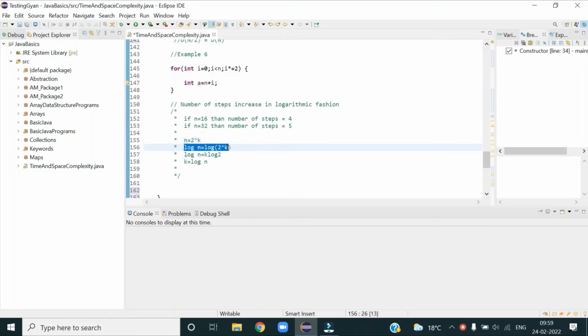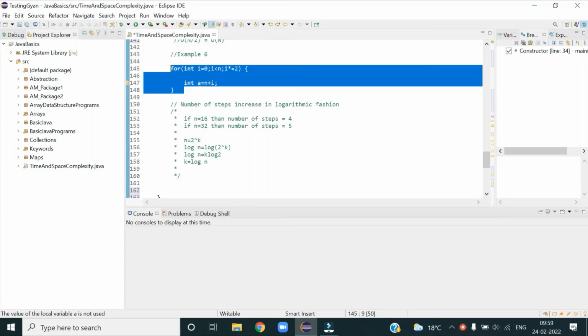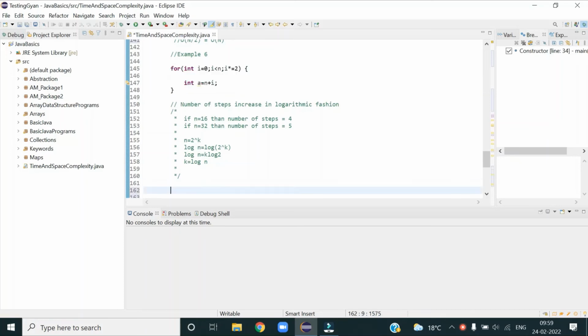Now if we take log on both sides, it will be log of n equal to log of 2 raised to power k. And by logarithmic properties, log n is equal to k log 2. If the log is of base 2, then log 2 will be equal to 1. So k equals log n. So this way we are finding a logarithmic time complexity. We found out this program is running in logarithmic time complexity, which is big O of log n. So the time complexity for this one is big O of log n.